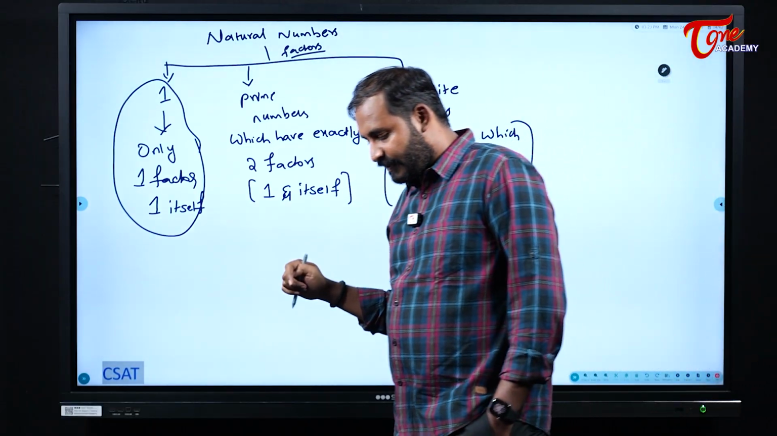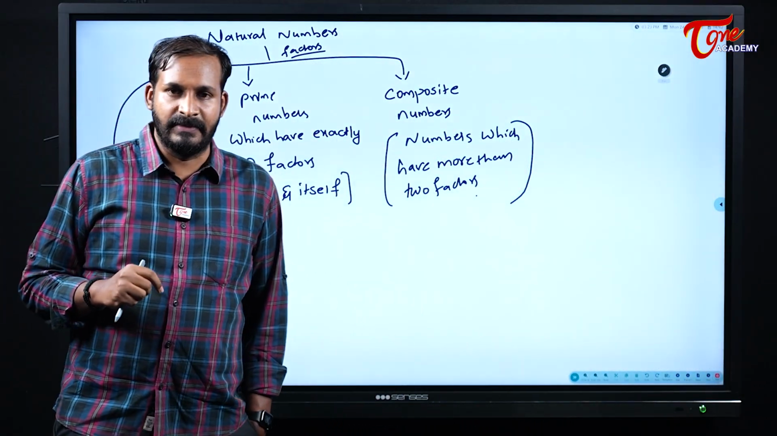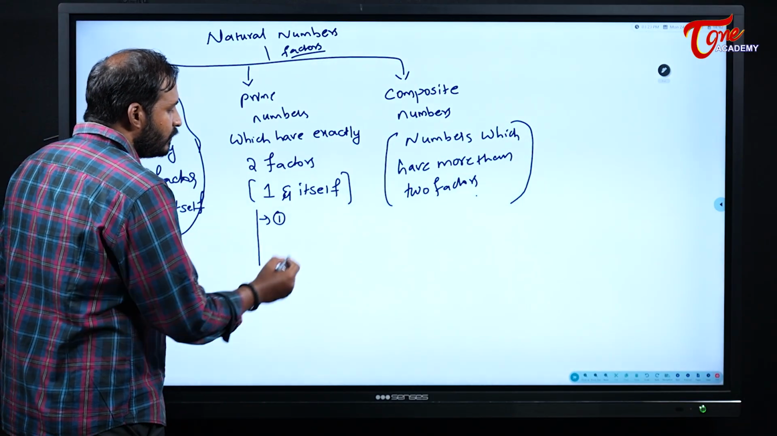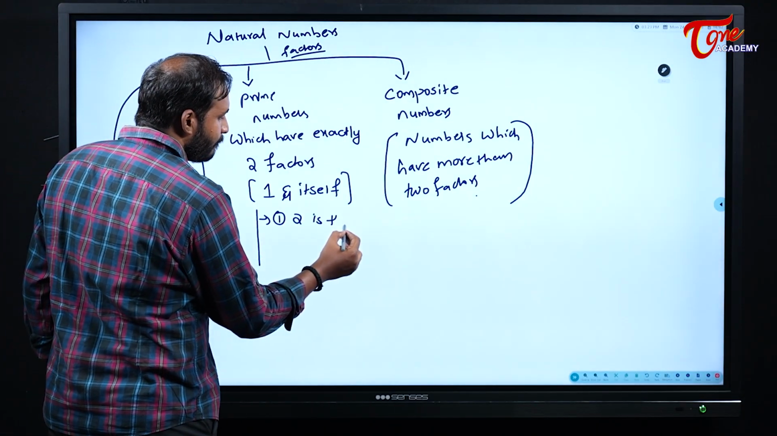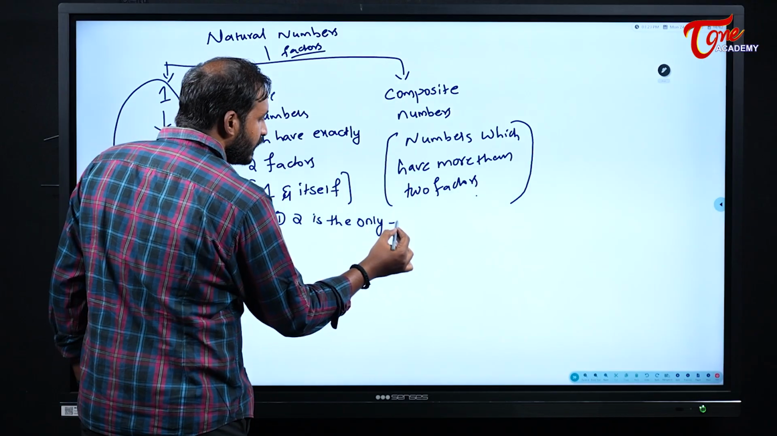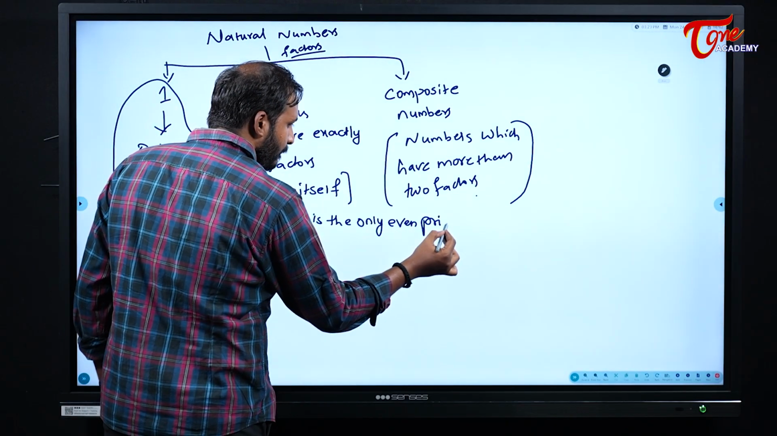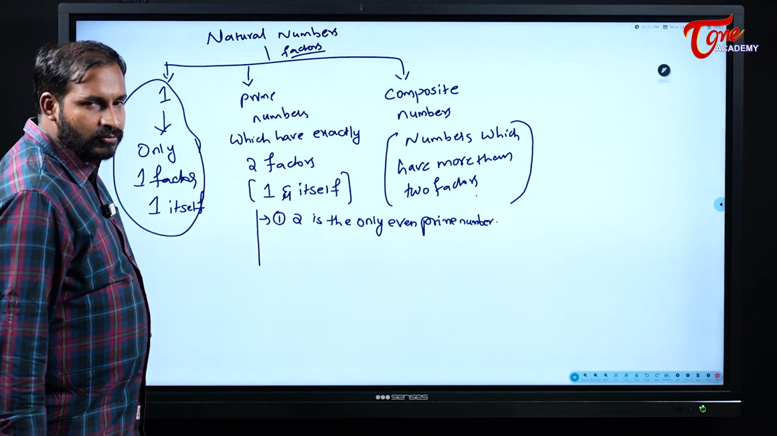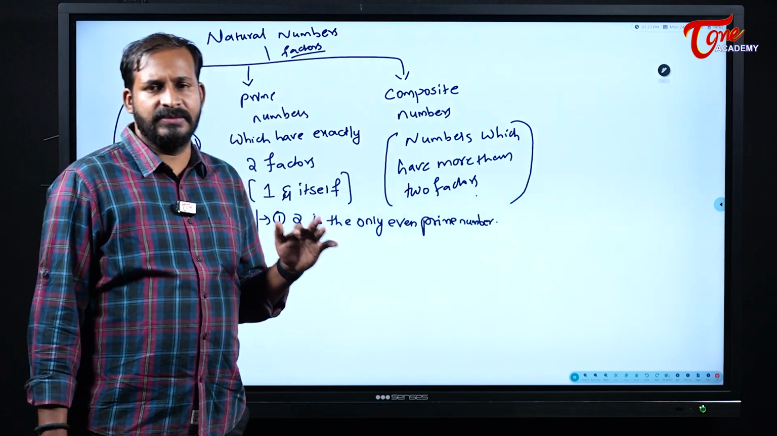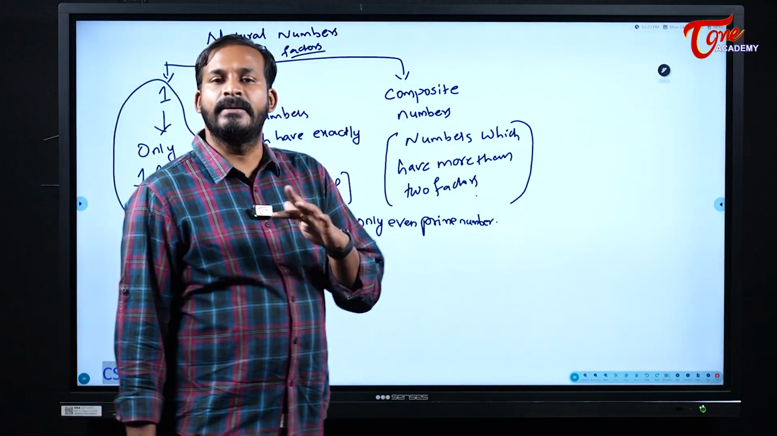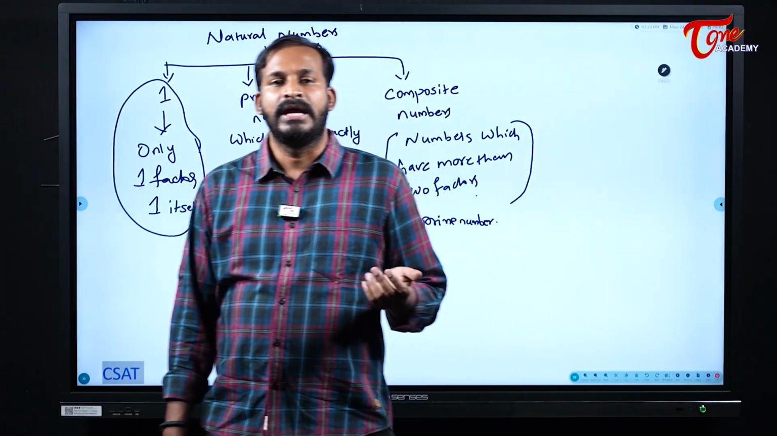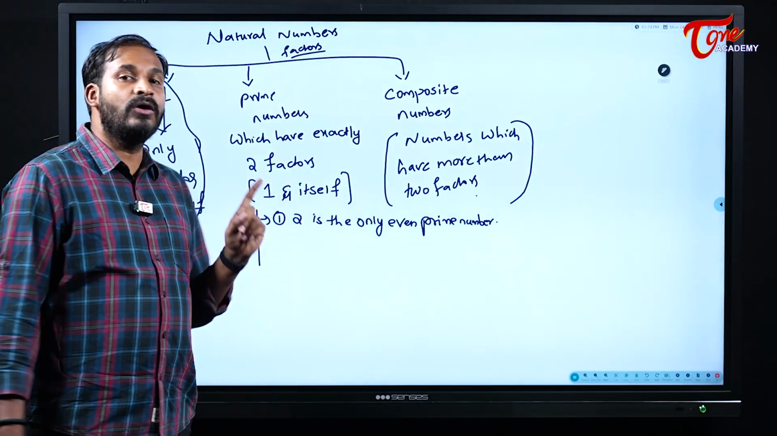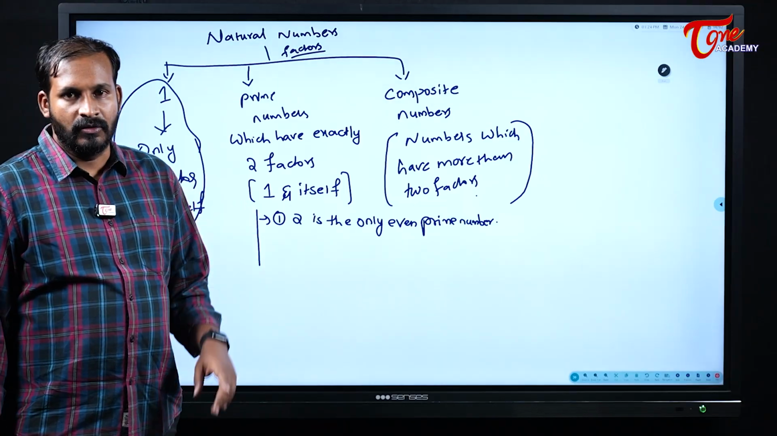Students, now come to these prime numbers. There are some properties of prime numbers. The first one: 2 is the only even prime number. Understood? Except 2, all the remaining prime numbers are odd. Any number which is divisible by 2, we call an even number. Any number which is not divisible by 2, we call an odd number. Simple. So 2 is the only even prime number which we have.